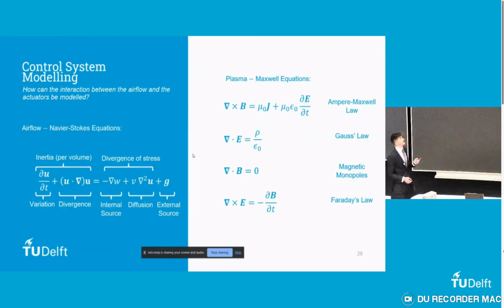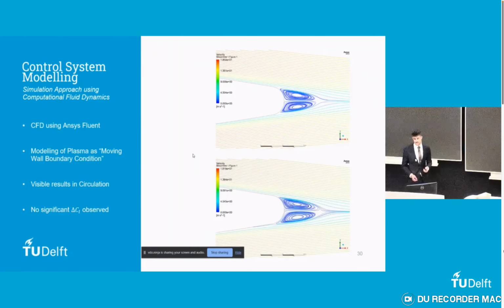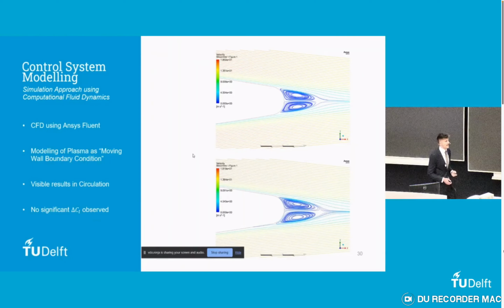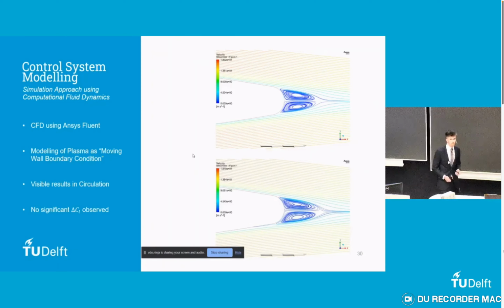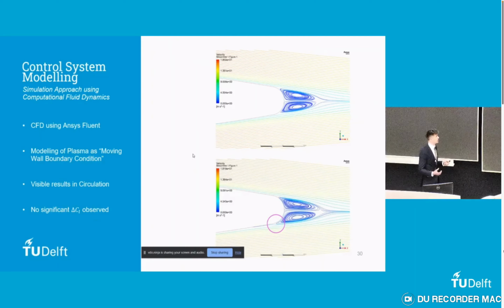So what we did instead was computational fluid dynamics. We decided to use ANSYS Fluent for this, and since there's also not exactly a plasma model in ANSYS, what we decided to do is model it as a moving wall boundary condition. This also induces the velocity in a similar manner that plasma actuators would. And we were actually able to see some sort of effect. Very tiny, but it was there. However, no significant delta was observed overall over the entire airfoil, so we had to resort to different measures.